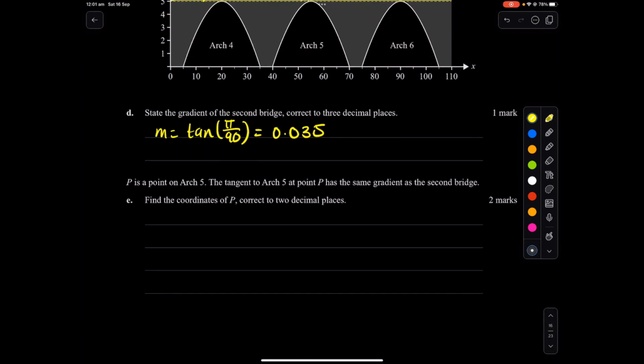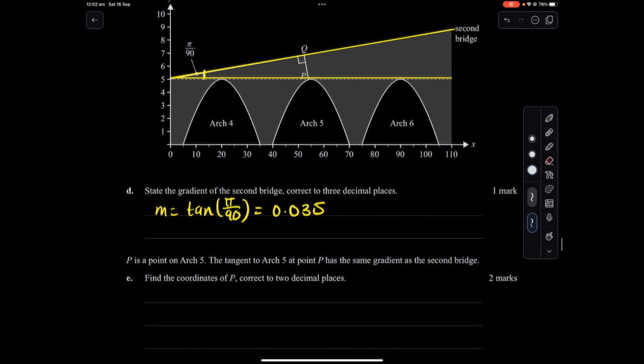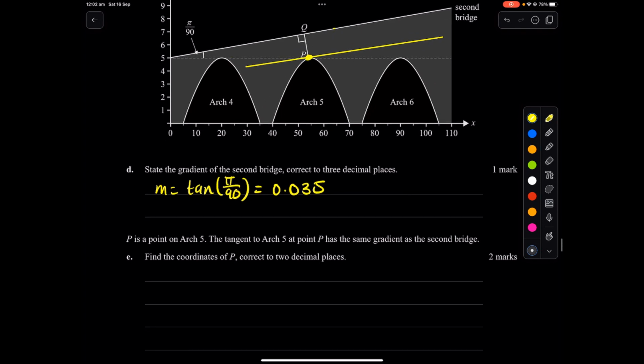So let P be a point on arc 5. Let me just rub this off. So the point P is this point here. The tangent to arc 5 at point P, so let's say this tangent, has the same gradient as the second bridge. So the tangent should have the same gradient, so it would look like this actually. So if they have the same gradient, find the coordinates of P.